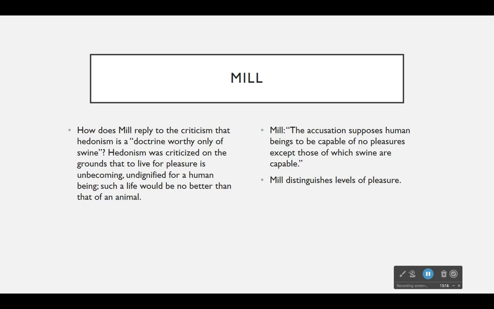We talked a little bit last time about Mill's reply to that criticism. And we go into it in a little bit more depth in this reading selection that we have today, this primary source, this selection from Mill's writings. And one thing that Mill says is that that criticism supposes human beings are capable of no pleasures except those of which swine are capable. But as we said last time in our discussion of hedonism, hedonism historically, going all the way back to Epicurus, and it continues to be the case with Mill, hedonism distinguishes different levels of pleasure. So this is an important qualification.